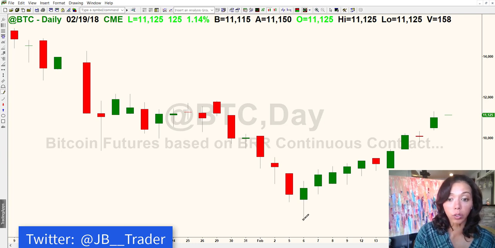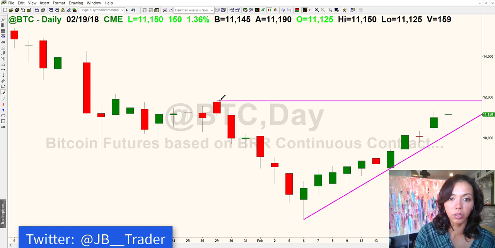It's a common drawing tool on almost any platform. And you're going to connect the lows on an uptrend. Now, each candlestick low does not have to touch the trend line. But as you can see, as long as it stays above, typically, the lows are getting higher and the highs are getting higher. And by the same token, on this downtrend, you're going to connect the highs.